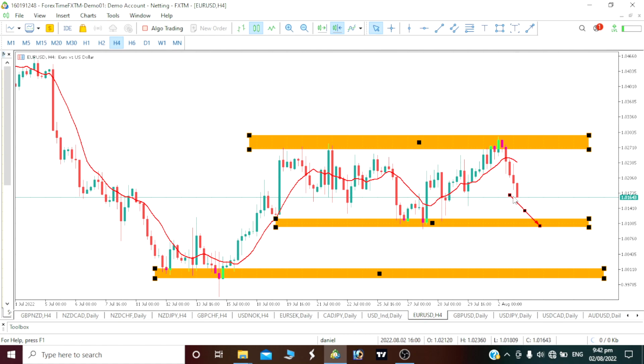Once we tap these lows on our Euro to USD, we're very much likely to go bullish on our Euro USD.